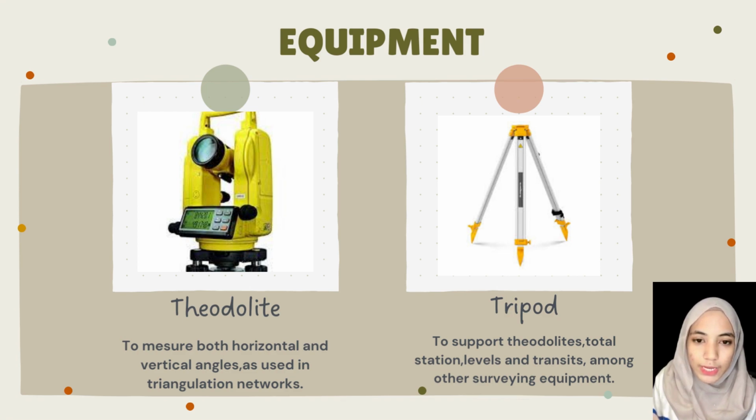Firstly, we have theodolite. Theodolite is used to measure both horizontal and vertical angles as used in triangulation networks. It is a tool used in the surveying and engineering industry, but theodolite has been adapted for other specialized purposes as well. The next equipment is tripod. Tripod is a device used to support theodolites, total stations, levels, and transits, among other surveying equipment, and as a tool to stabilize it during the measurement work carried out.